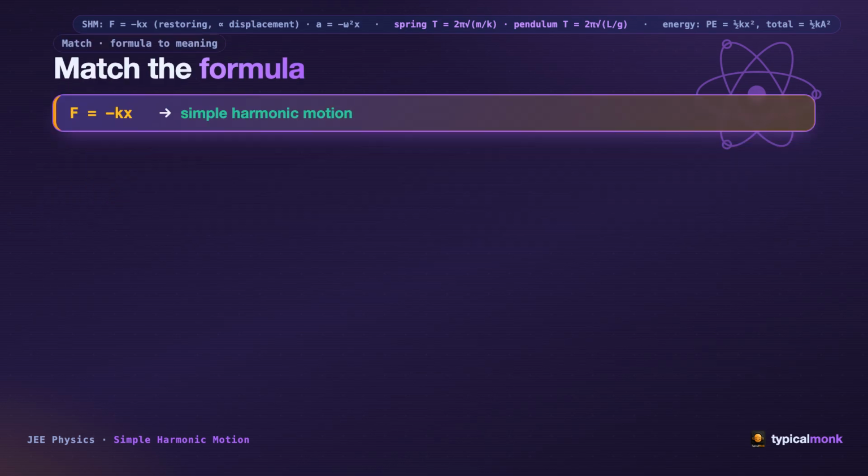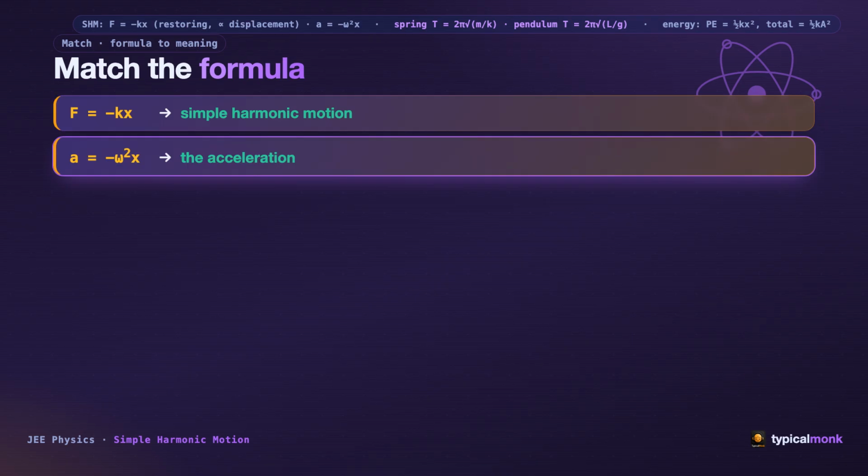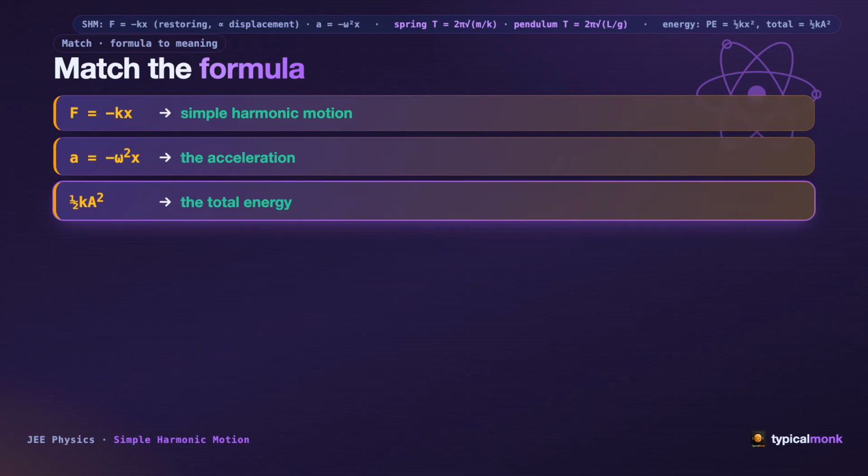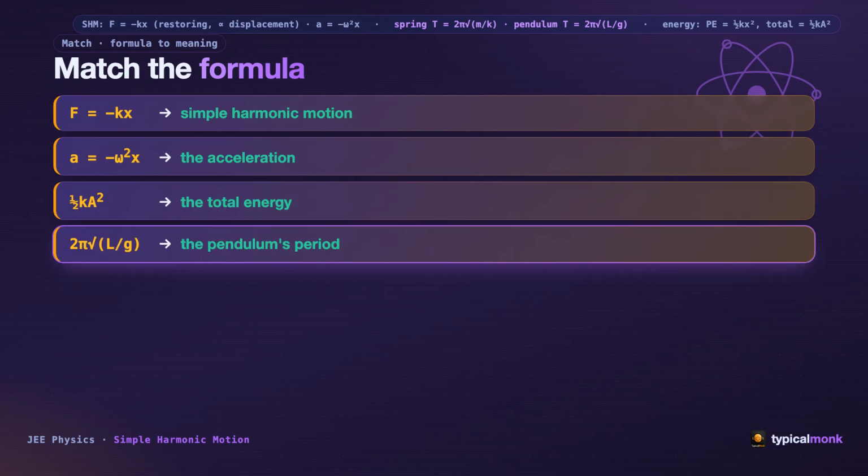Now match each formula to its meaning. F equals minus kx goes to simple harmonic motion. a equals minus omega squared x goes to the acceleration. 1/2 k A squared goes to the total energy. And 2 pi root l over g goes to the pendulum's period. 4 pairs, each worth memorizing.